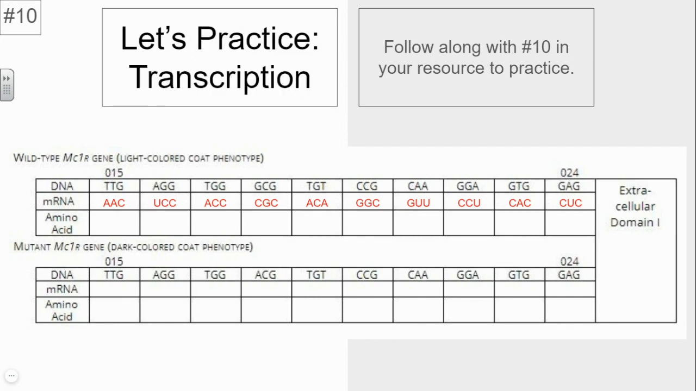When we work on transcribing the mRNA in our mutant MC1R gene, recall that there's only one mutation in our DNA sequence, so all of the other codons will be the same. So we can go ahead and fill those in from the wild-type gene that we've already transcribed. And we just need to transcribe the ACG into UGC.